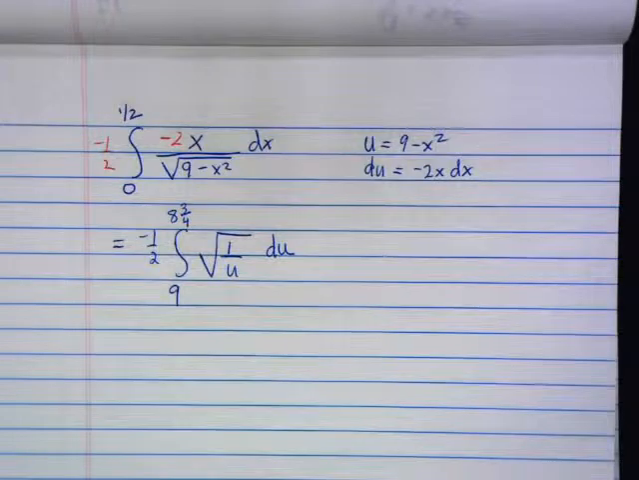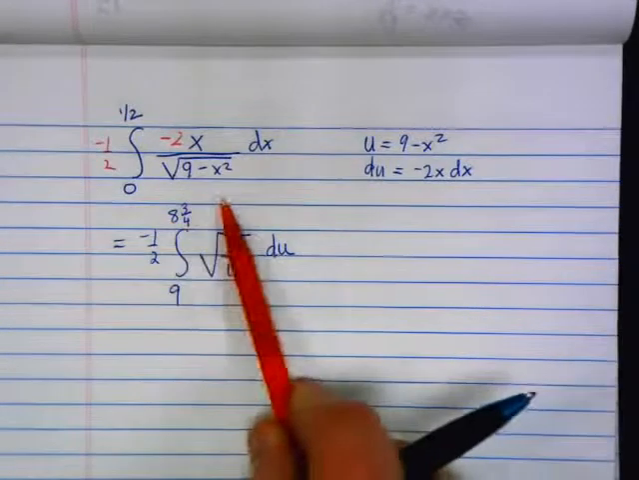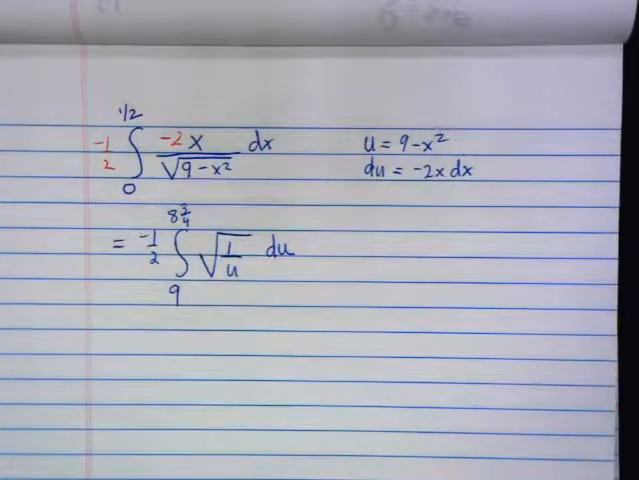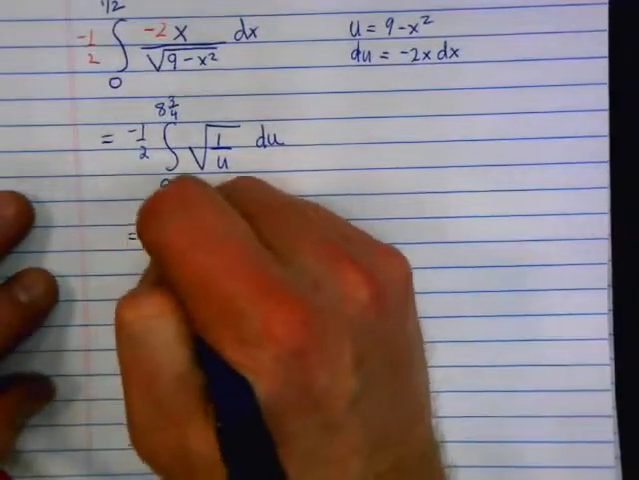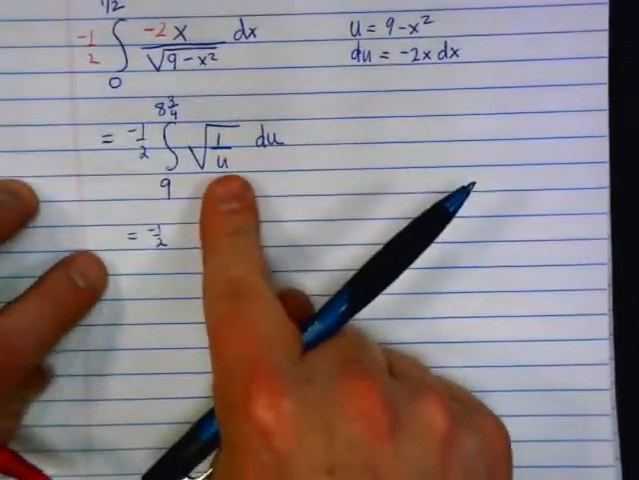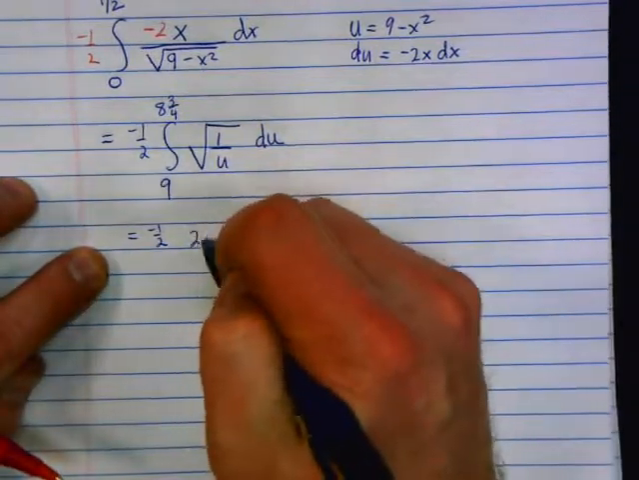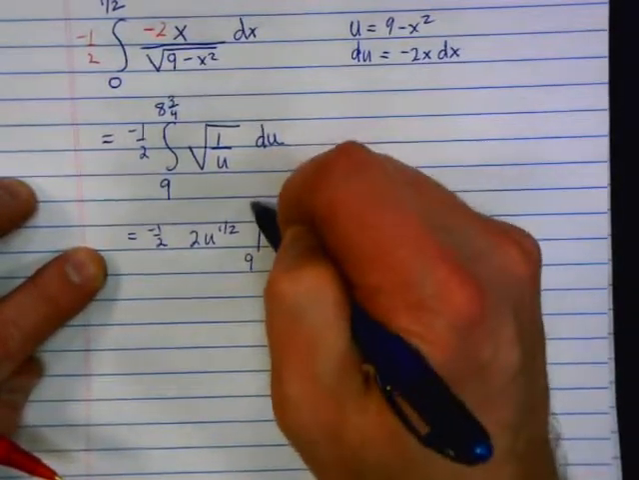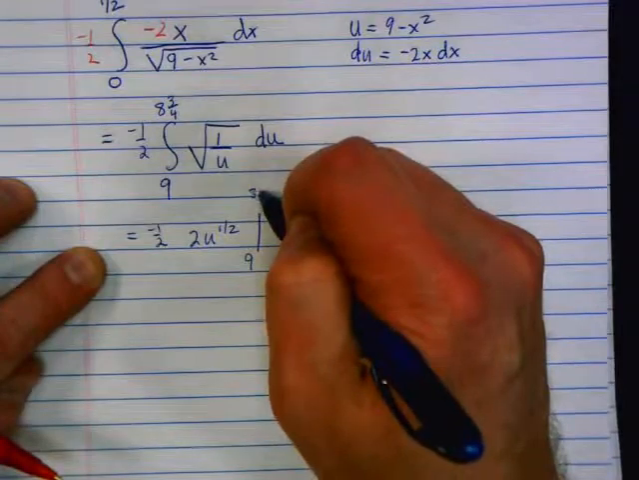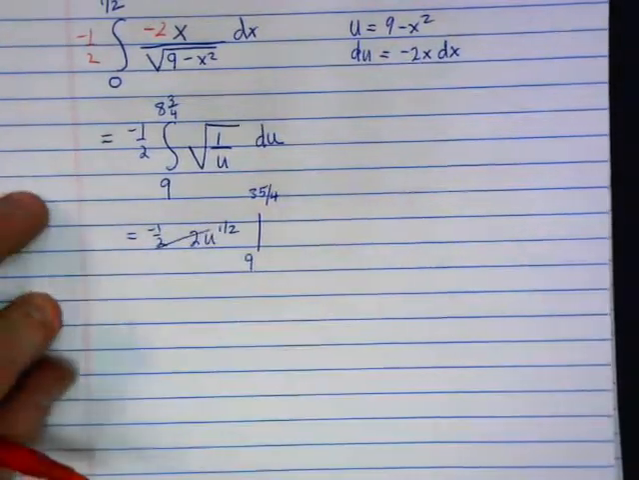What's the other one? Well, you take 8 times 4. What's 8 times 4? 32, and then you add 3, so it's 35 over 4. All right, so we have the -1/2. We integrate. What's the integral of 1 over the square root of u? 2u to the 1/2. And then we got to plug in our numbers. We plug in 35 over 4? Those reduce out. That's nice.